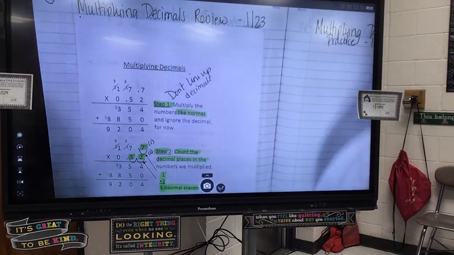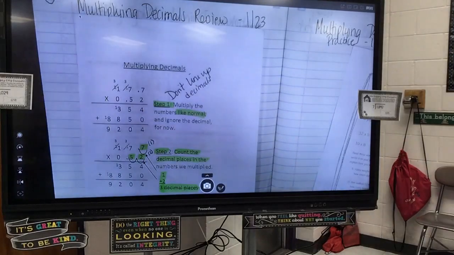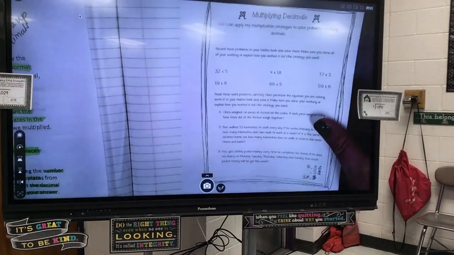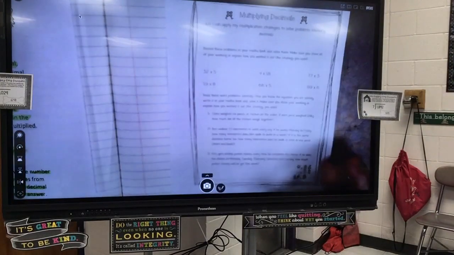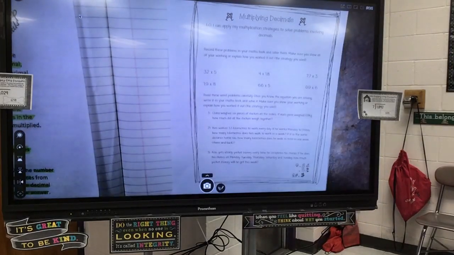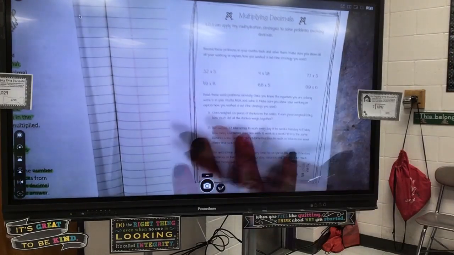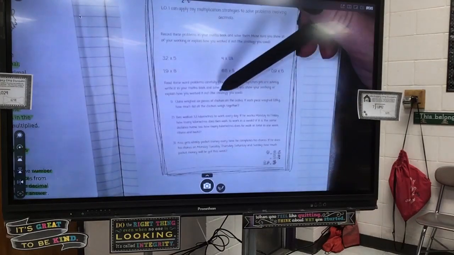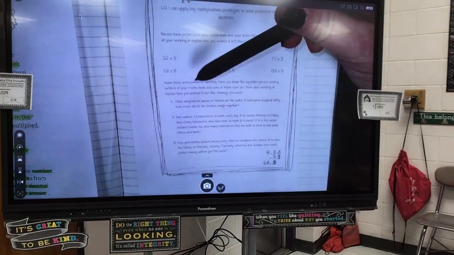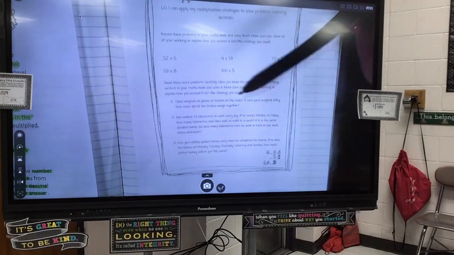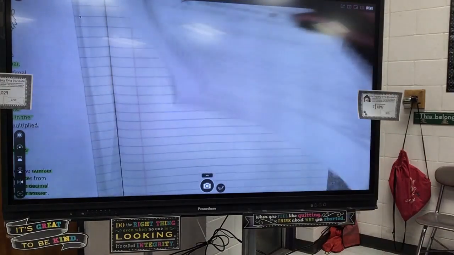All right, so you are going to be working with a partner today on some more decimal practice. Our learning objective at this point is I can apply my multiplication strategies to solve problems involving decimals. So for these first 6 up here, you're just doing computation. Then for 2, 3, and 4, it says read the word problems carefully. Once you know the equation you are solving, write it in your math notebook and solve it. Make sure you show your work or explain how you worked it out. So that is what this page is going to be for.